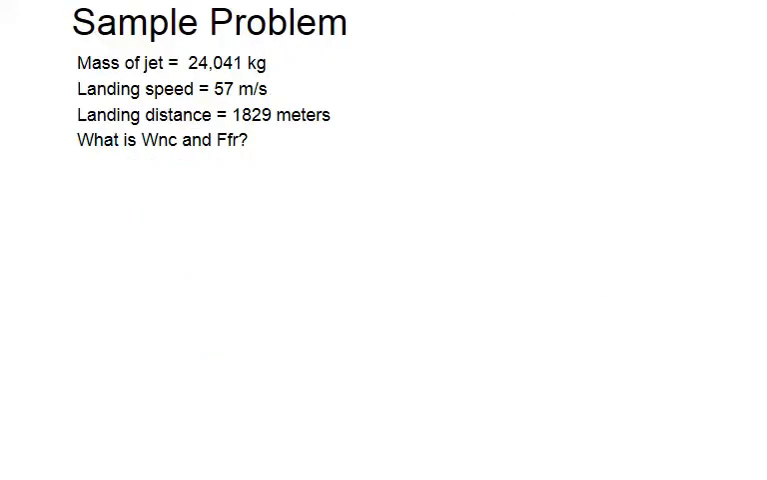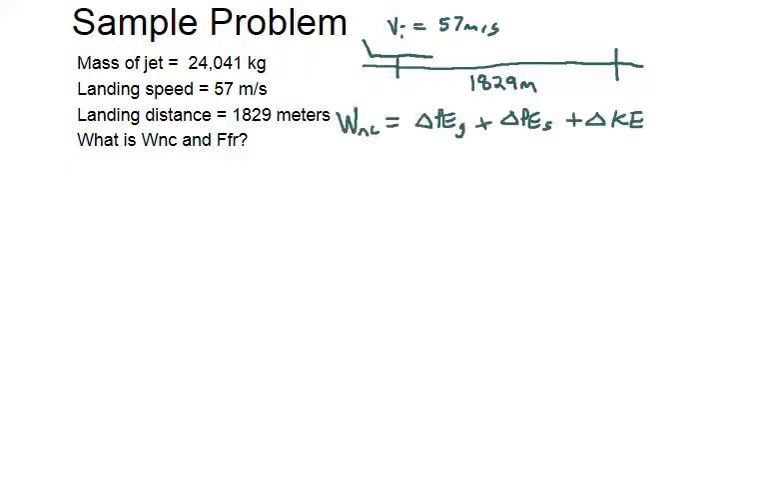Okay, so let's say we have a situation here. We have a jet that is landing at 57 meters per second. Its landing distance is 1,829 meters. And we want to find out what is the non-conservative force and the force of friction in this case. So we can draw the situation here. The initial velocity is 57. The displacement's 1829. We have, again, non-conservative work. So why don't you go ahead and solve for what the non-conservative work is for this aircraft, and then see if you can solve for the force of friction.